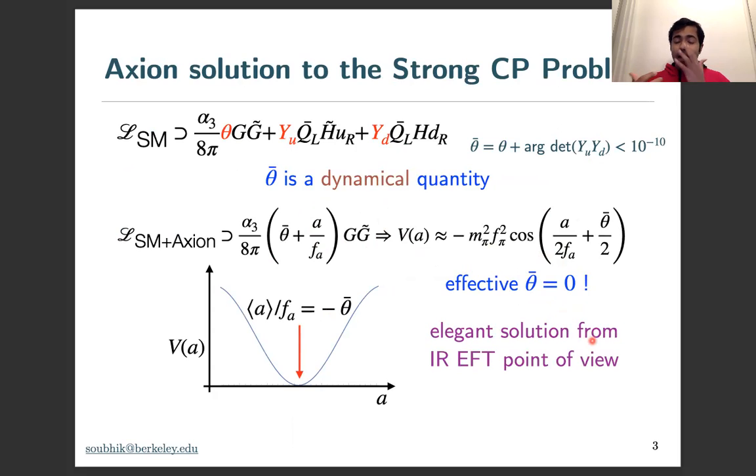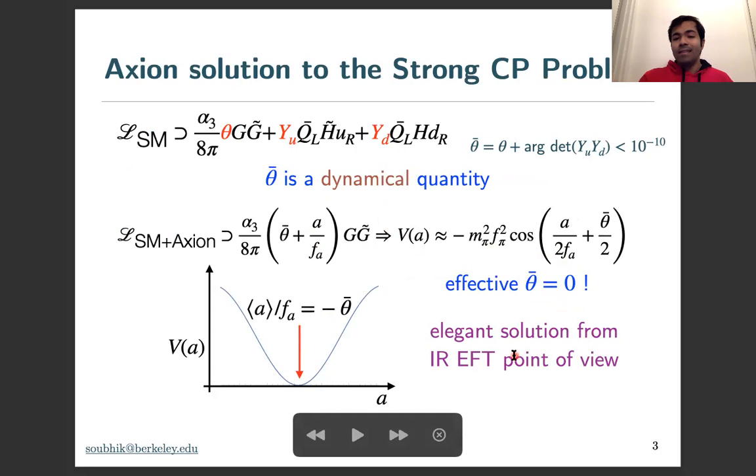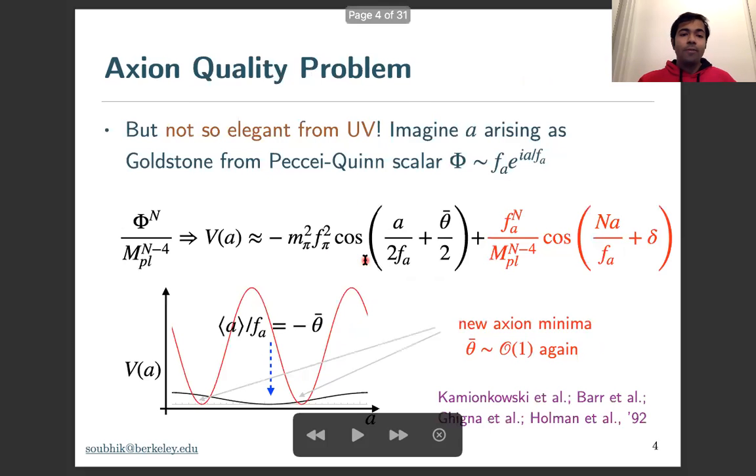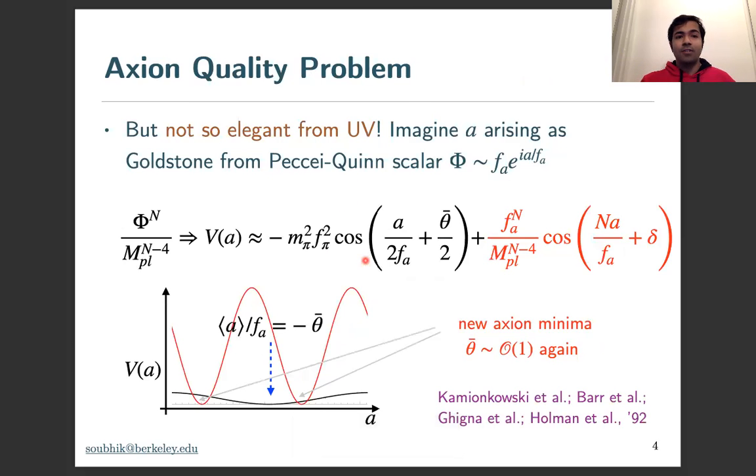Of course, it's very elegant and minimal from an IR EFT point of view, because all you need is just a single particle talking to gluons in this way. However, when you look at it from the UV, the situation is not so clean. One way to see that is to realize that we can typically represent the axion as a Goldstone boson of some Peccei-Quinn scalar, which I'm denoting here phi. I'm doing a simple representation of the axion as a phase of this Peccei-Quinn scalar.